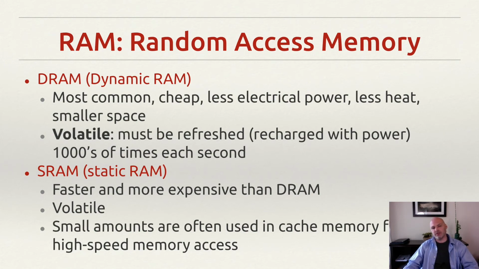I mentioned earlier that some memory is made out of capacitors. So that is actually referred to as DRAM or dynamic RAM. It's much more common. It's a little bit or a lot cheaper to make. It requires less electrical power. And it's important to note that even though both of these are generally volatile, this one is generally always volatile. And I'll get to that difference in SRAM later.